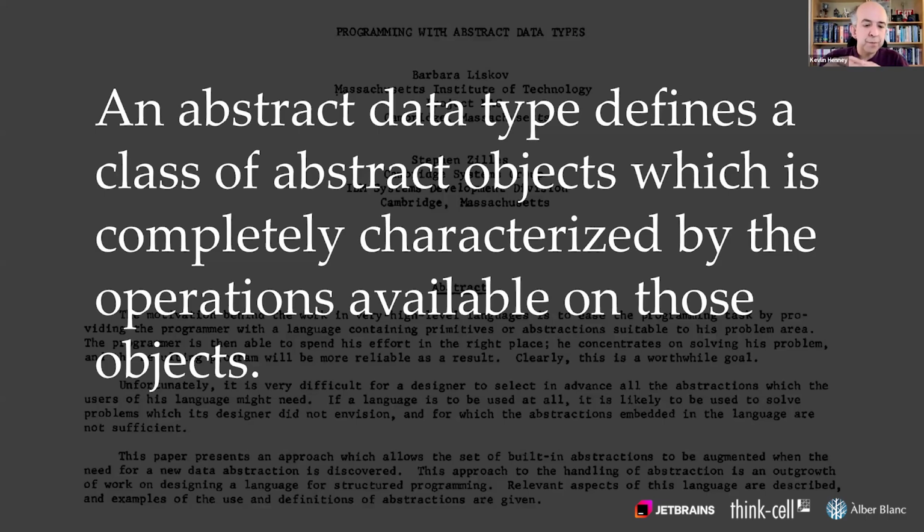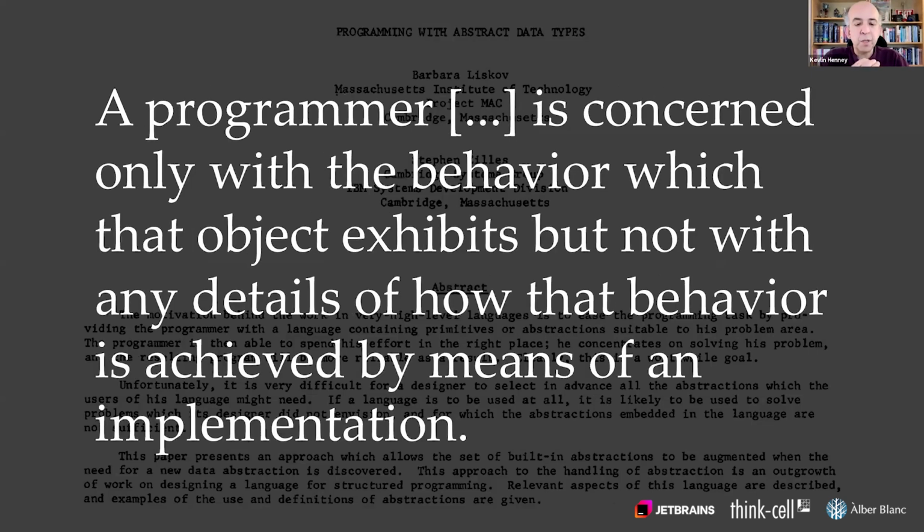An abstract data type defines a class of abstract object which is completely characterized by the operations available on those objects. This sounds familiar. A programmer is concerned only with the behavior which that object exhibits, but not with any details of how that behavior is achieved by means of an implementation. Oh, okay, this is a big deal. This is a big deal.